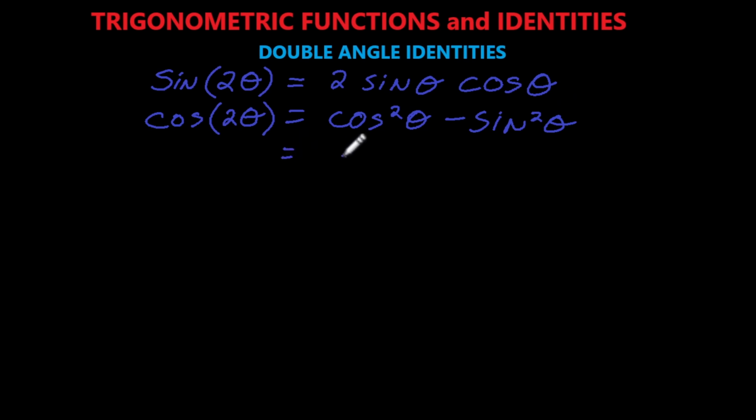Another one that it can equal is 2 cosine squared theta minus 1. And the third one is 1 minus 2 sine squared theta. Now, these are just algebraic manipulations off of the same one. I'm not going to go into that at this time. Just be aware of them.